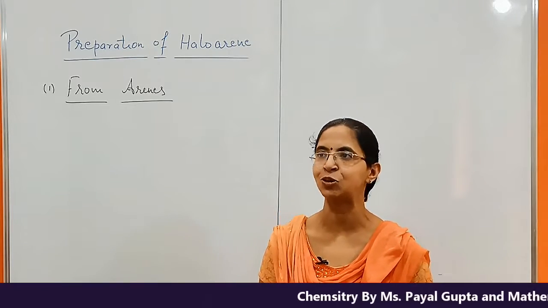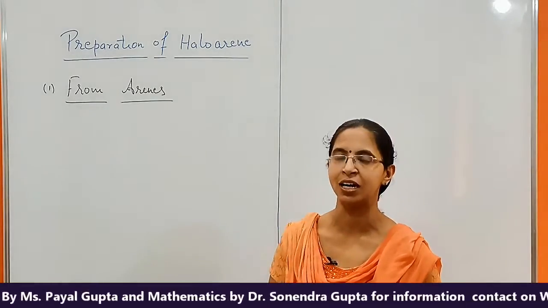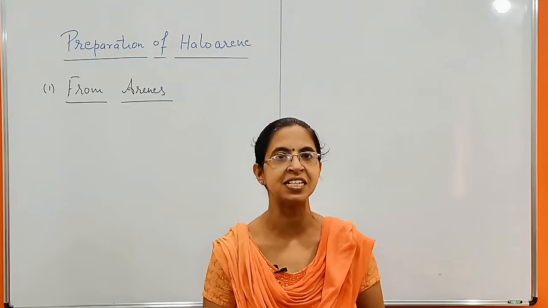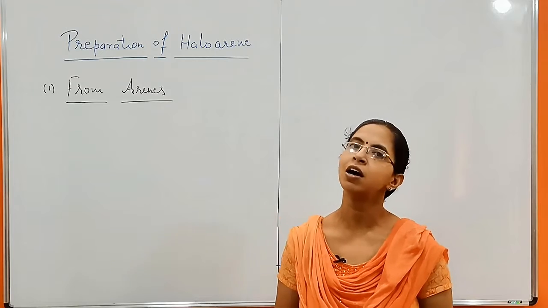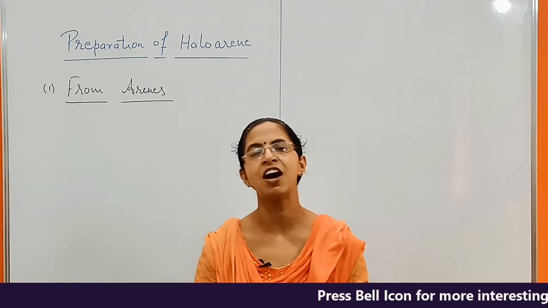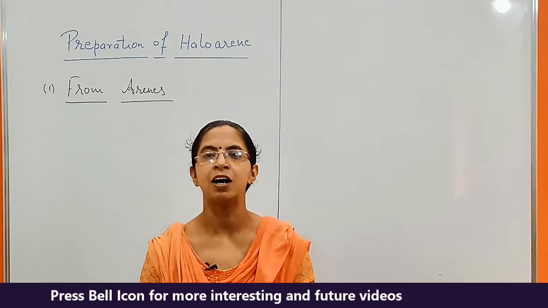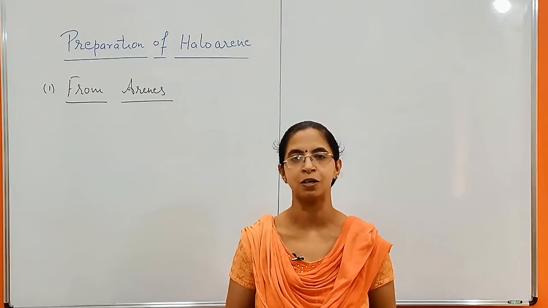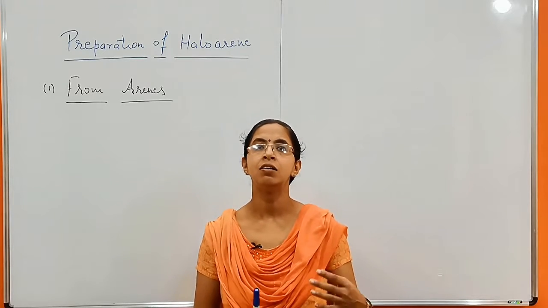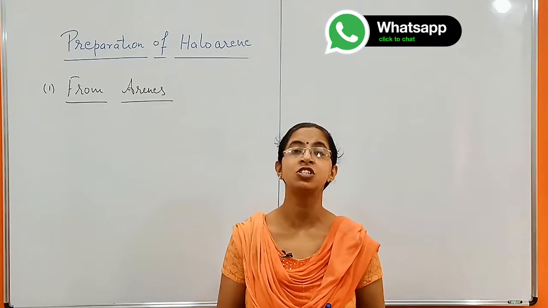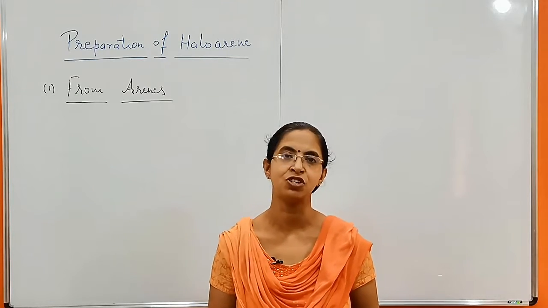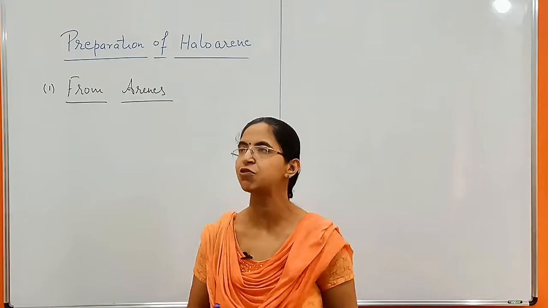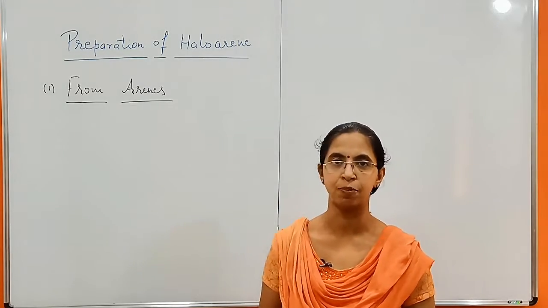Okay, so we'll start today's topic, that is preparation of haloarenes. So the first method is from arenes. Arenes means we have benzene and its derivative for the preparation of haloarene compound. We have prepared haloalkanes from alcohol. But we cannot use phenol for the preparation of haloarene compound because the bond between the carbon and the oxygen atom of phenol is very strong. So it is very difficult to remove the OH group from phenol. That is why we start with arene compound.